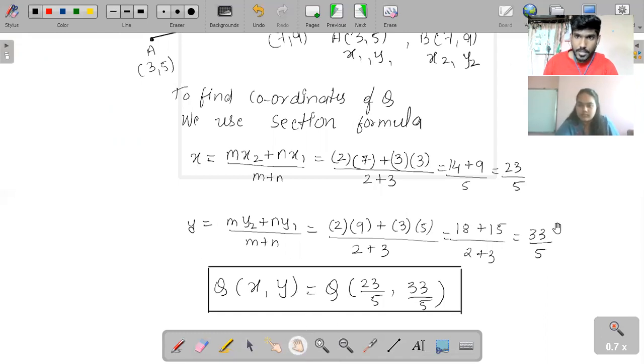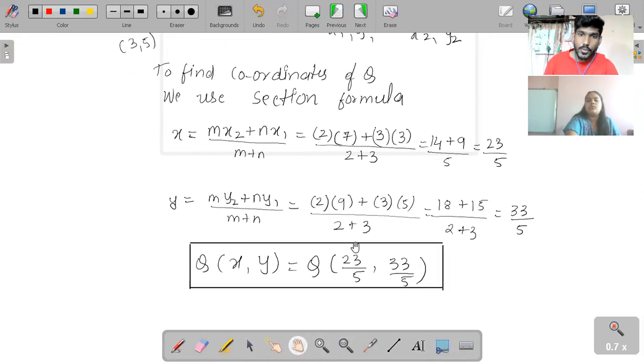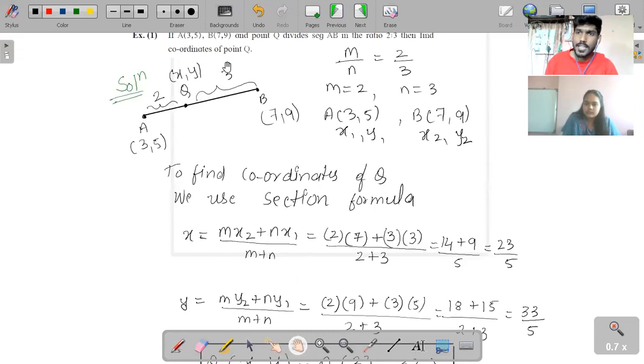No, it is not the same. We have just found out the coordinates of Q. So the 23 upon 5 and 33 upon 5 are the coordinates of Q, while 2 and 3 is just the ratio in which point Q is dividing this entire segment. Point Q divides segment AB into two parts. The first and second parts are in the ratio 2:3. There is no relation between the coordinates and the ratio.